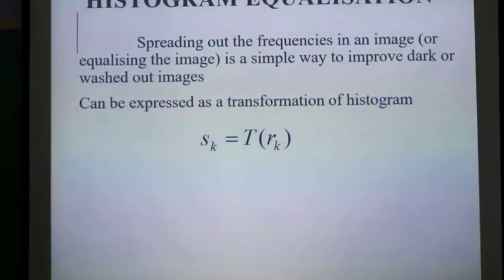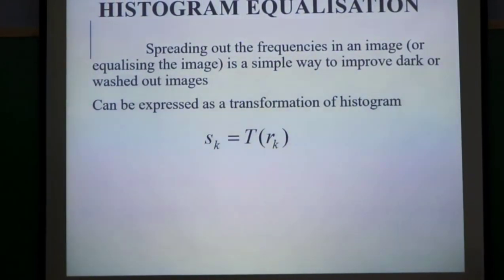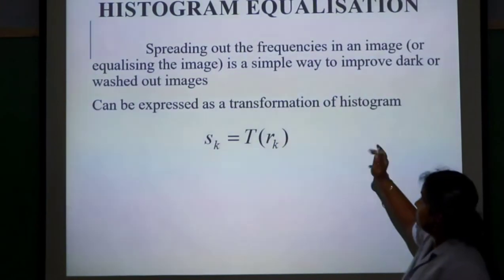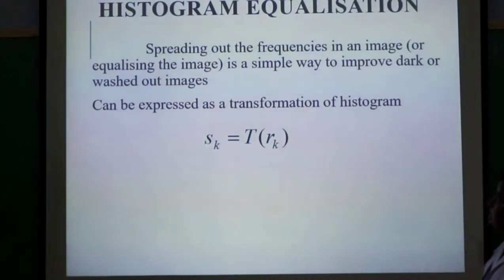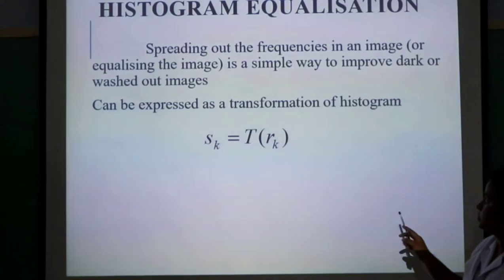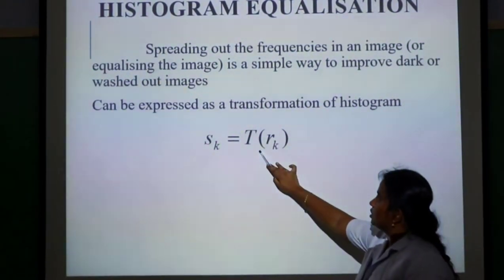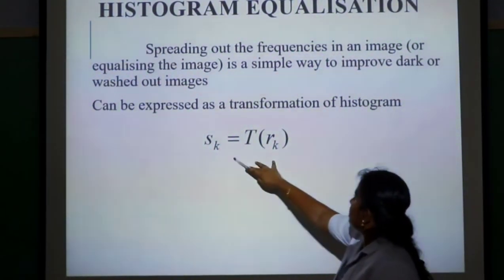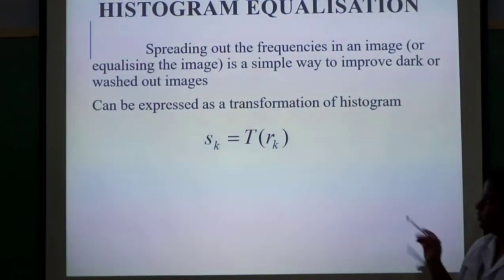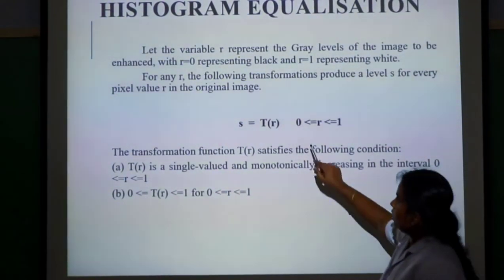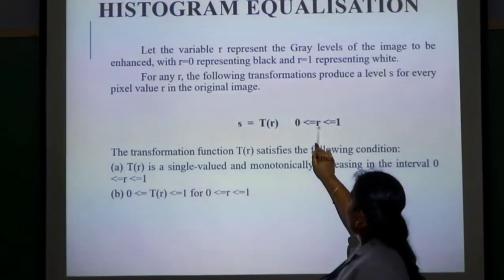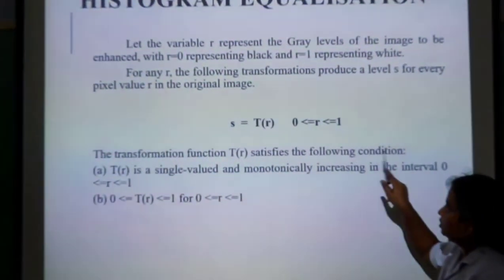Histogram equalization. Histogram equalization means pixel values have the same gray level values; pixel values having the same intensity values is called histogram equalization. Spreading out the frequencies in an image is a simple way to improve a dark or washed out image. It can be expressed as a transformation of the original image. So, sk is equal to the transformation T of rk, where the r values lie between 0 and 1.